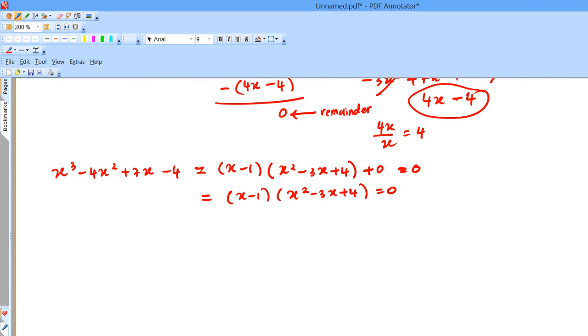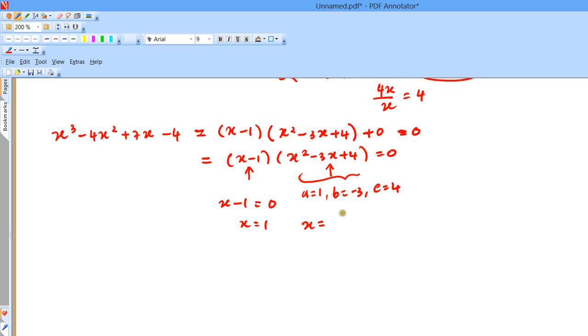And if we want to solve this cubic expression, for the first bracket we have x minus 1 equal to 0, so we get x equal to 1. For the second bracket we have a quadratic expression. To solve a quadratic, we can use factoring, completing the square, or the quadratic formula. If you use the quadratic formula, we have a equal to 1, b equal to negative 3, and c equal to 4. So x equal to negative b, so you have 3 plus minus the square root of negative 3 squared minus 4 times 1 times 4, over 2a.